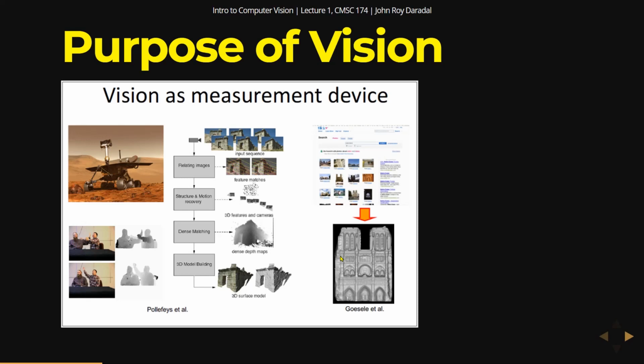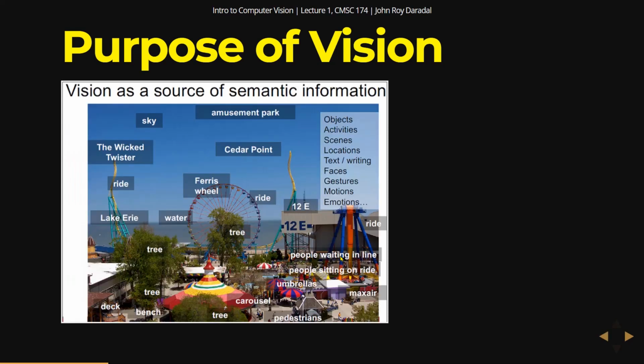Vision as a measurement device. But the main purpose of vision is as a source of semantic information, basically understanding what you are seeing. So from this picture, we could label the parts of the picture, like, for example, this is the Ferris wheel, this is a tree, there's water behind it, there's a carousel here, there's a tree, another tree here, and so on. Okay, so semantic information, meaning we can label the parts of the images based on our understanding of the environment.